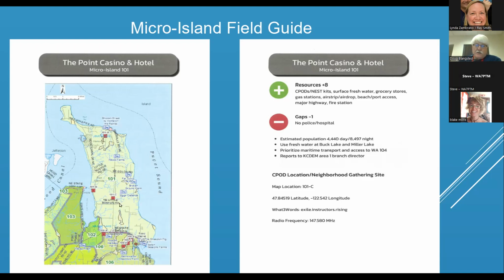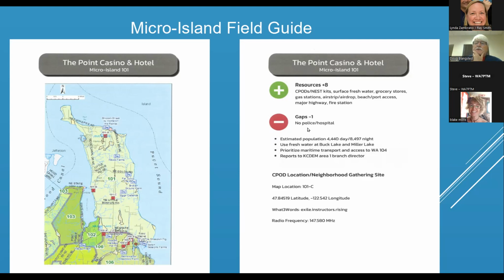One of the things you'll notice, this is like one page out of the micro island book. One side has what the micro island is, which is 101, and on the other side you can see what resources are available. In this particular case, there are CPODs, nest kits, and surface fresh water, so you could theoretically get some fresh water if you had the right kind of purifying equipment. There's a grocery store, gas station, airstrip, airdrop, beach port access potentially, major highway, and a fire station.